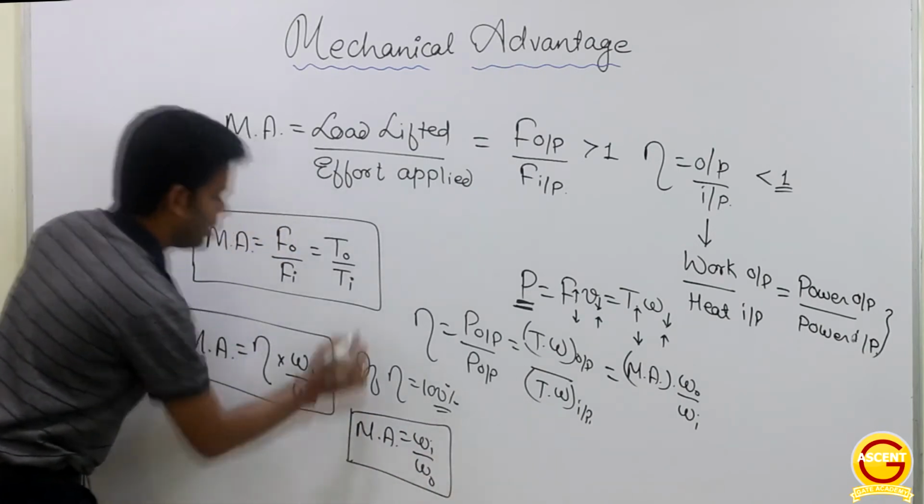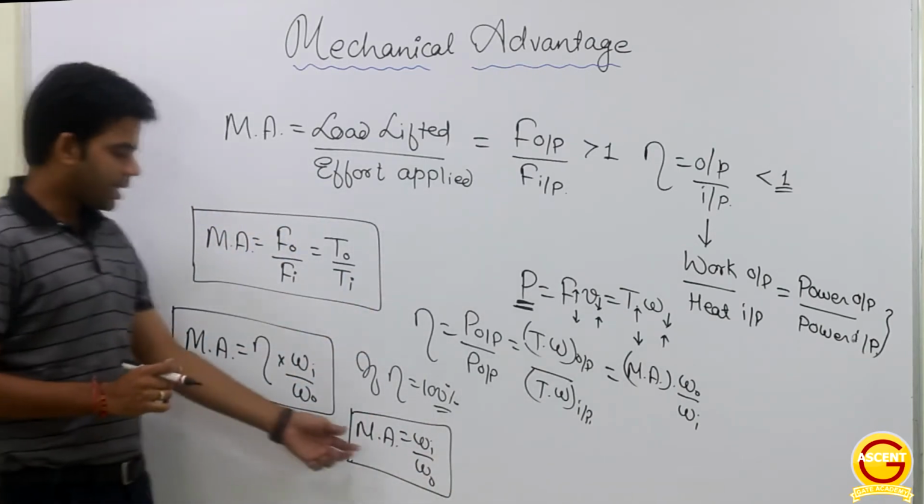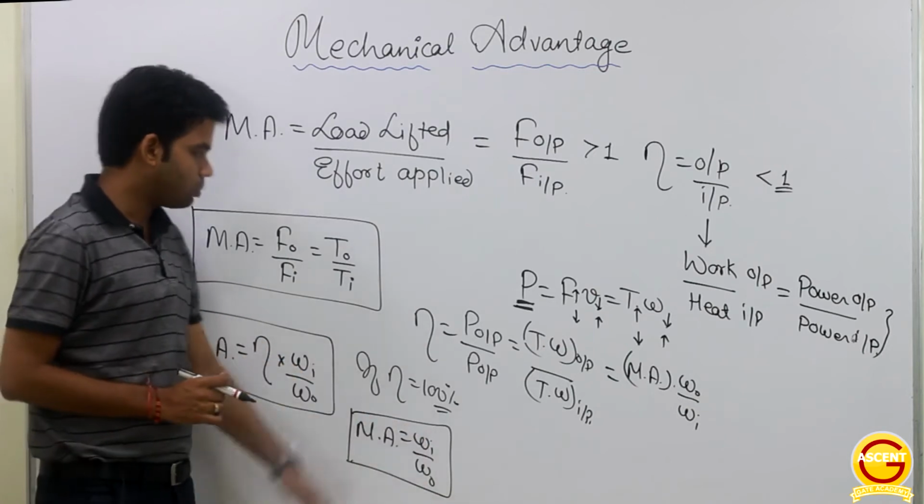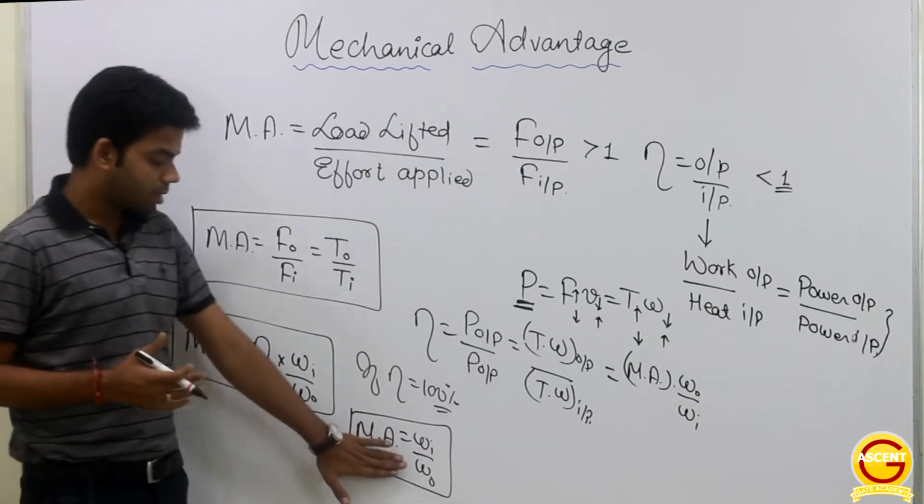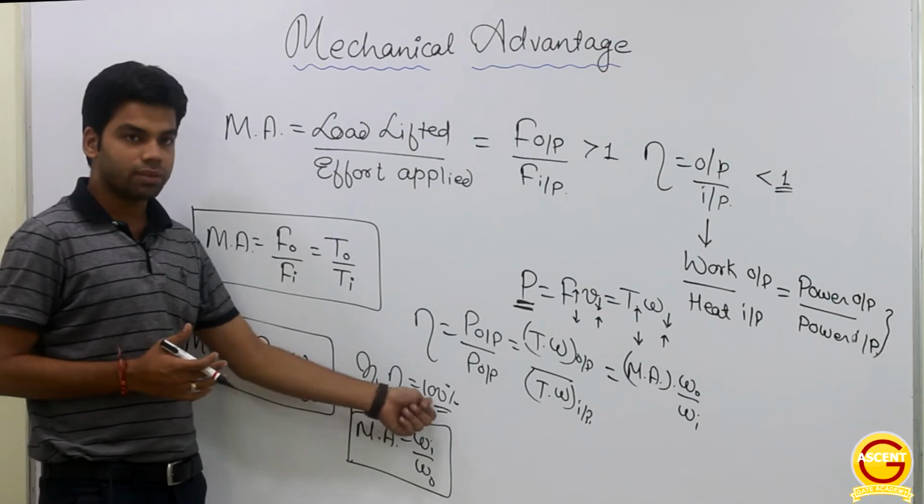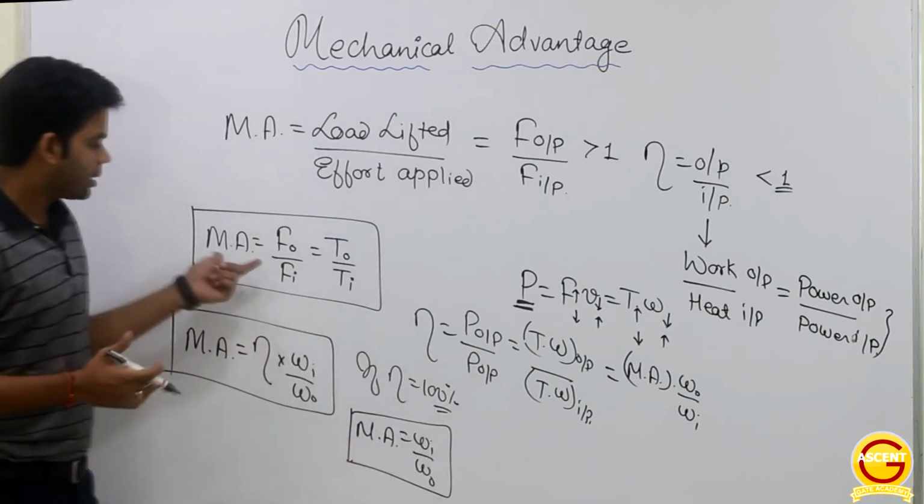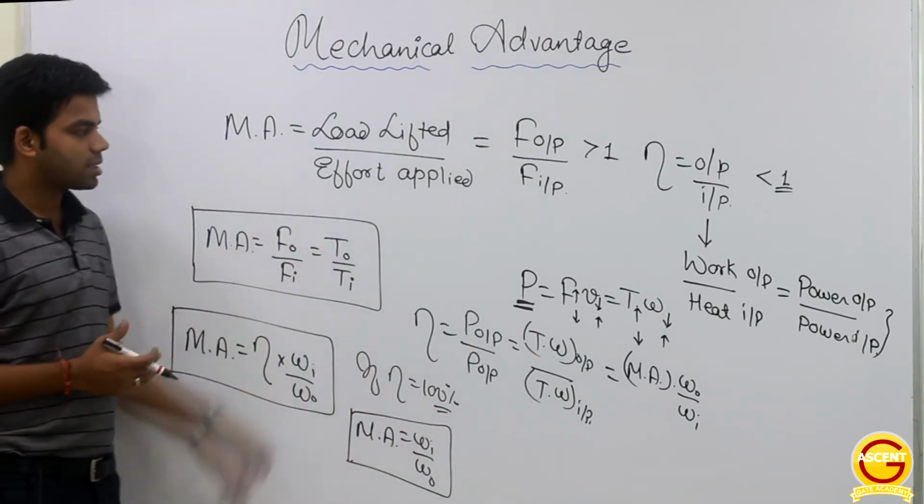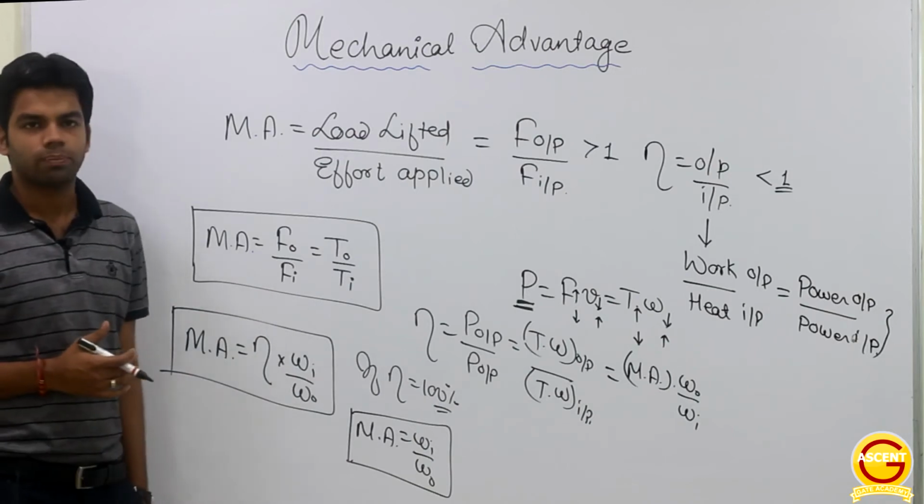So in terms of angular velocity, mechanical advantage is omega input to omega output, and in terms of torque, and this is the case only in which the efficiency is 100%, in case of torque this mechanical advantage is equal to torque output to torque input. Getting okay this?